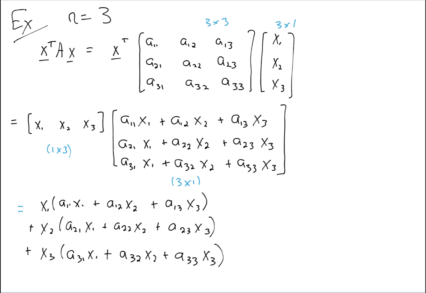We now notice that every possible pairing of xi and xj appears here. In this term, we have x1 x1. Here, we would have x1 x2. For this term, we would have x1 x3. Here we have x2 x1. And notice that the pairing actually shows up twice: here we have an a12 x1 x2, and here we have an a21 x2 x1. But because of commutativity of multiplication, x2 times x1 is the same as x1 times x2. You can think of it as this gives you the x1 times x2 term, and this gives you the x2 times x1 term. But as we go through this, we see that every possible such pairing appears.